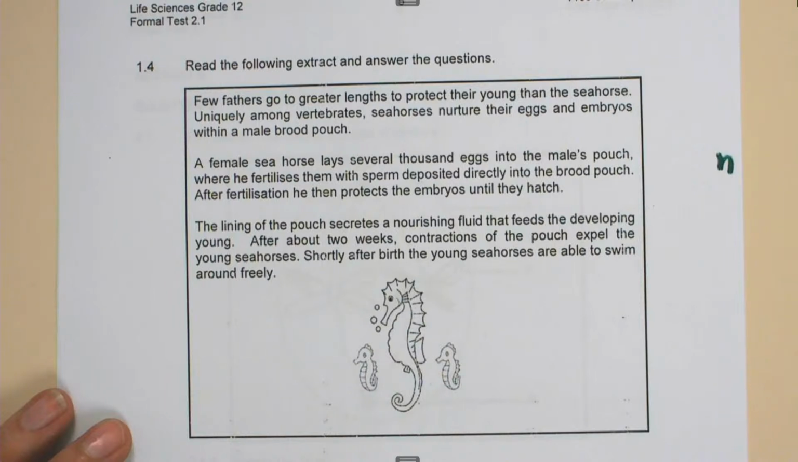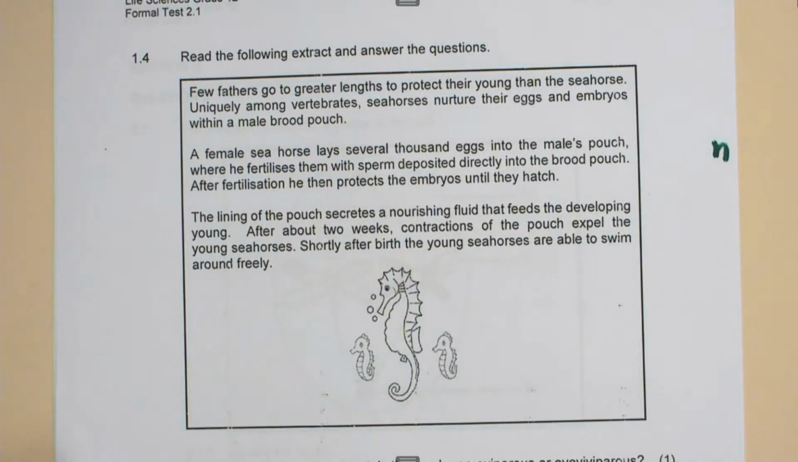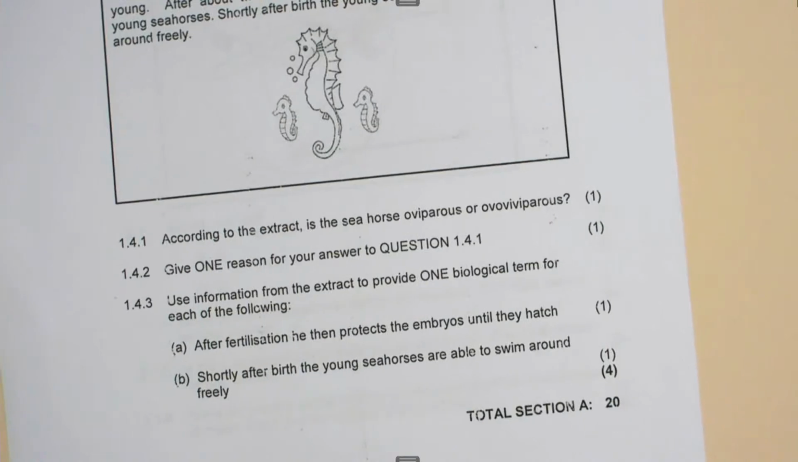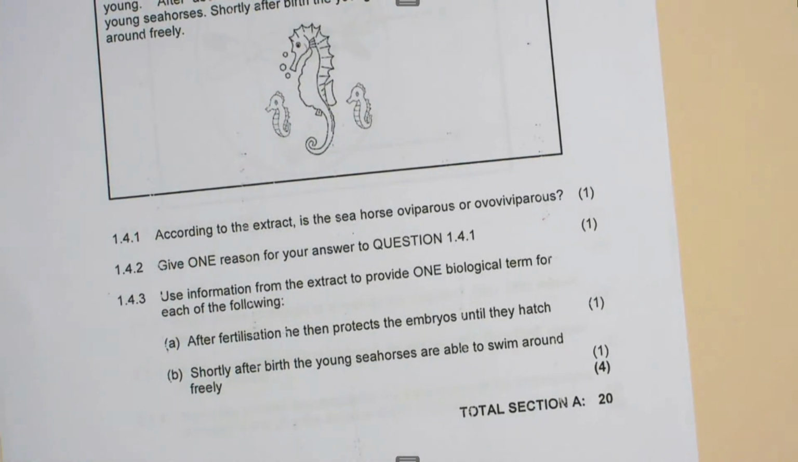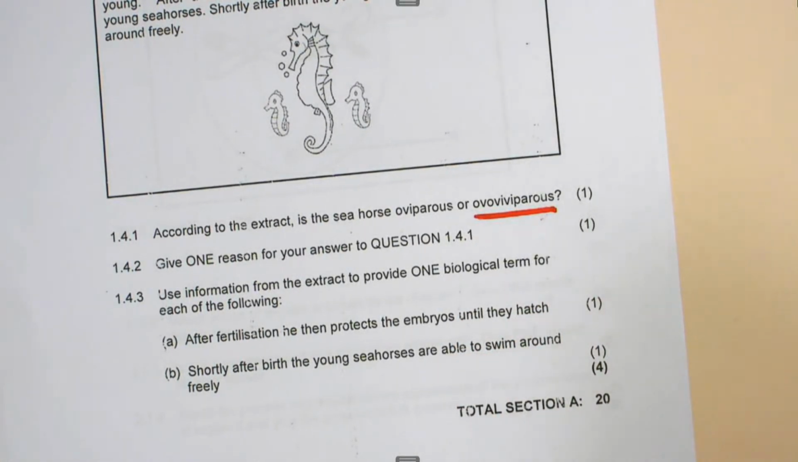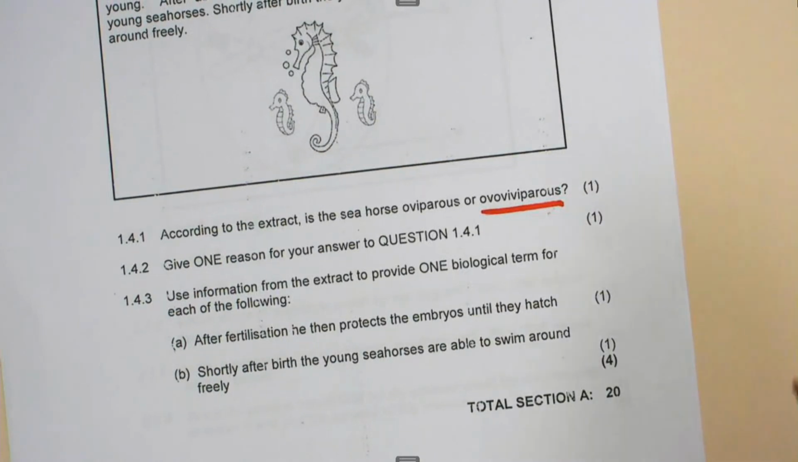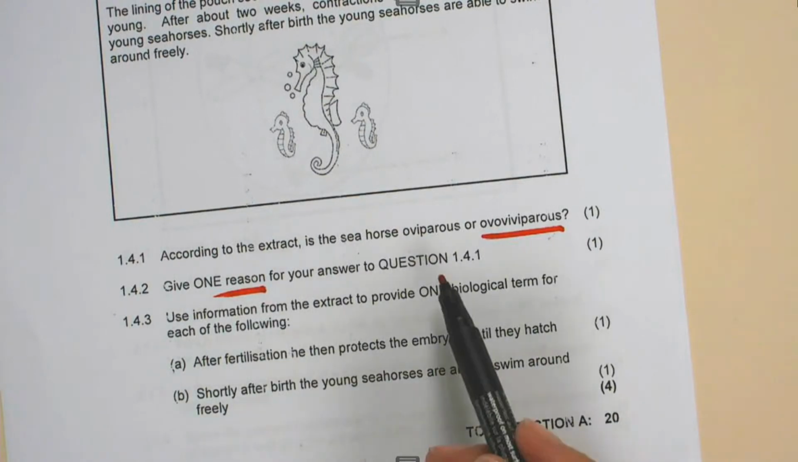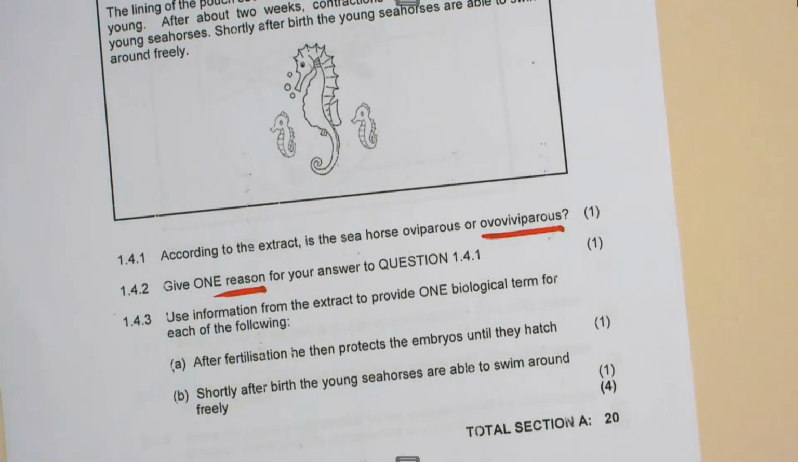Shortly after birth, the young seahorses are able to swim around freely. So this question already has a discussion. Question 1.4.1, according to the extract, is the seahorse oviviparous or ovoviviparous? According to the memo, the correct answer will be oviviparous. The next question will then be to state one reason for that specific answer you have there.